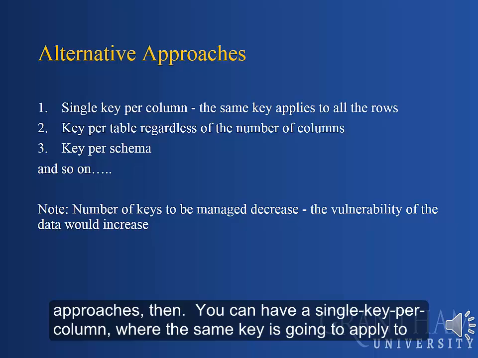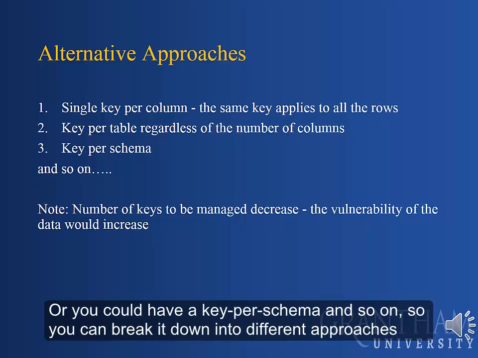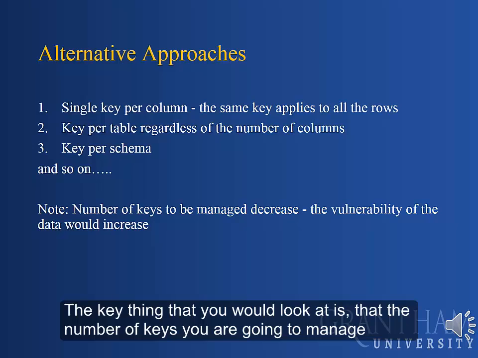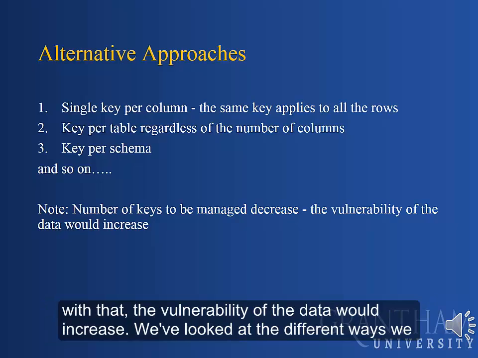Okay, let's look at some other approaches then. You could have a single key per column, where the same key is going to apply to all the different rows. Another alternative would be a key per table, regardless of the number of columns. Or you could have a key per schema and so on. So you could break it down to different approaches. The key thing that you would look at is that the number of keys that you're going to manage will decrease by using the different methods with all these different options. But of course, with that, then the vulnerability of the data would increase.